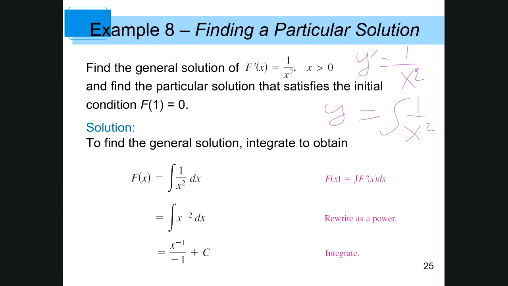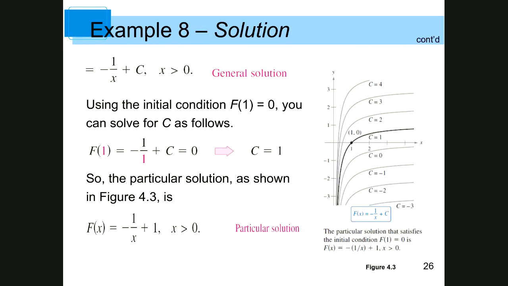Now, how can we deal with this one? You have to use the power rule. 1 over x squared is x to the -2. Remember, the power rule is x to the n plus 1 over n plus 1. So n here is -2, giving x to the -2 plus 1 over -2 plus 1, which is x to the -1 over -1. If you do the math, that is minus 1 over x, because x to the -1 is 1 over x.